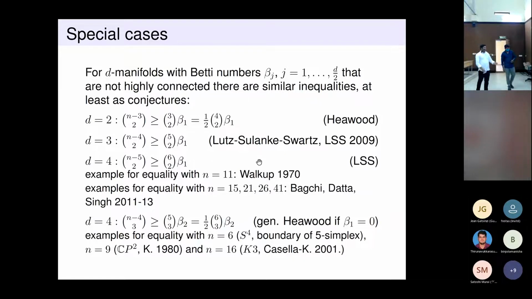Okay. So for d equal to 2, we have this inequality and it is due to Heawood. And for d equal to 3, we have this inequality and it is due to Lutz, Sulanke and Swartz in 2009. And for d equal to 4, we have this inequality again due to them. And for n equal to 11, we have one example of equality and it is given by Walkup in 1970. And for n equal to 15, 26, 21, 26, 41, we have some examples of equality, and it is given by Professor Bagchi, Professor Datta, and our Nitin.